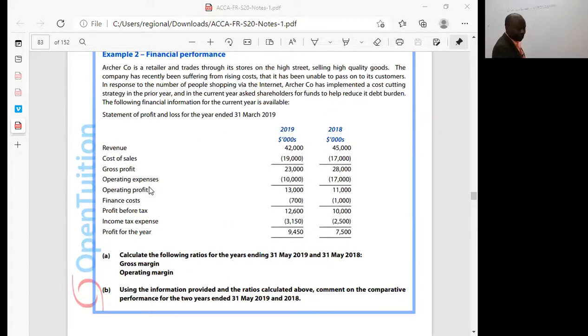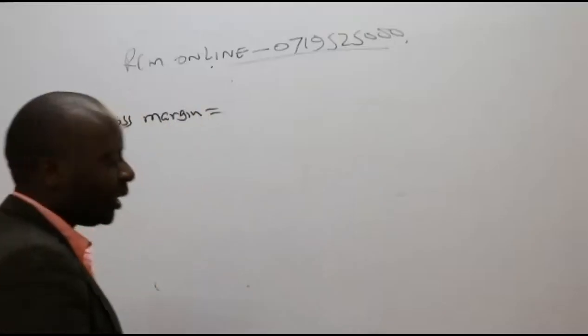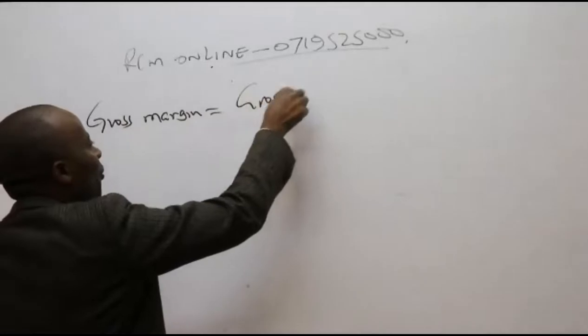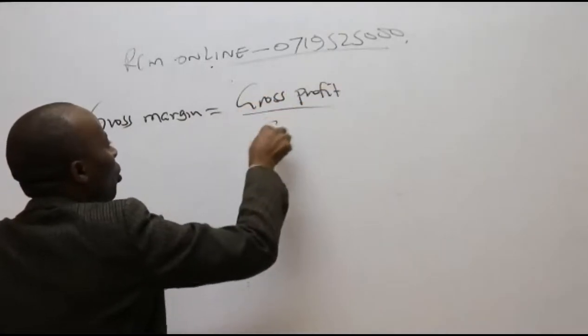So look at example 2. In example 2, they want us to calculate the following ratios for the years ending 31st May 2019 and 31st May 2018: the gross margin and the operating margin. So we start with the gross margin. How do we get gross margin? To get gross margin, we normally take gross profit all over sales.